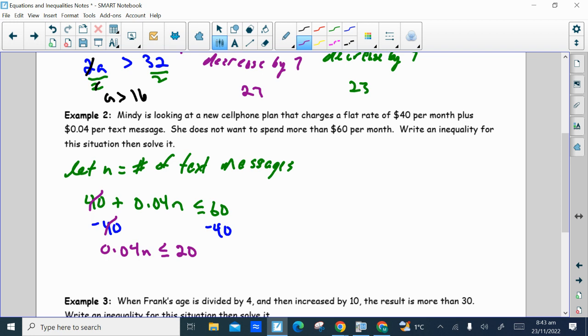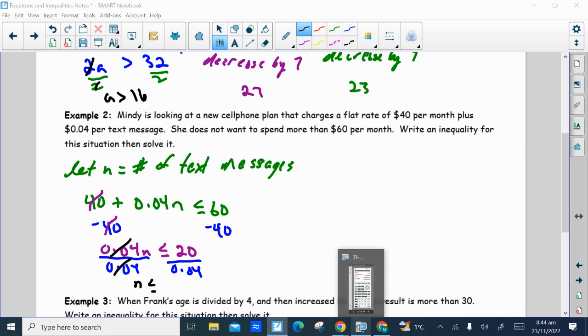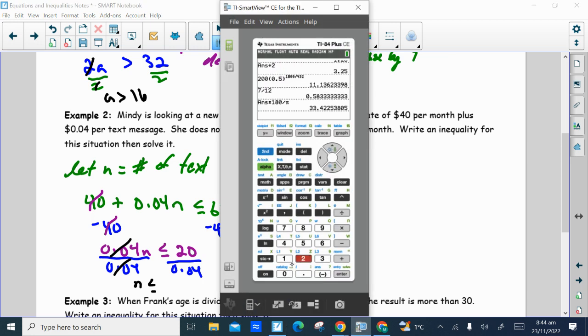Because on the right side, 60 take away 40 gives us 20. And then divide both sides by 0.04. Again, you're dividing by a positive 0.04, so therefore the inequality does not change. And we have n less than or equal to 20 divided by 0.04.